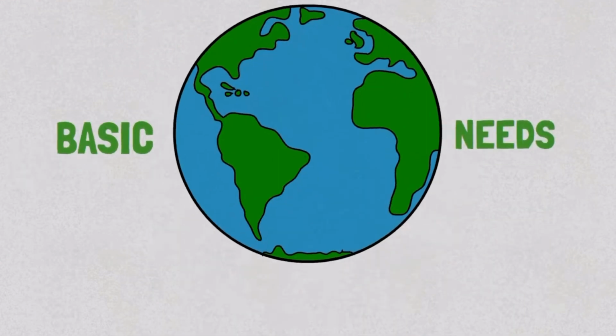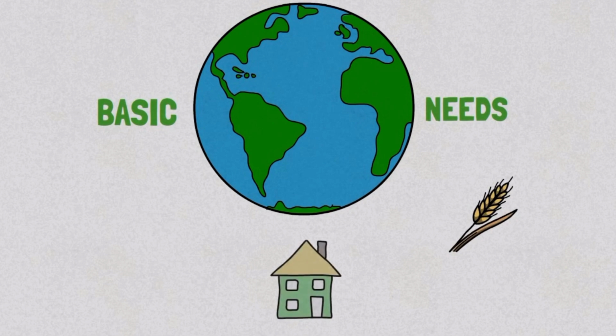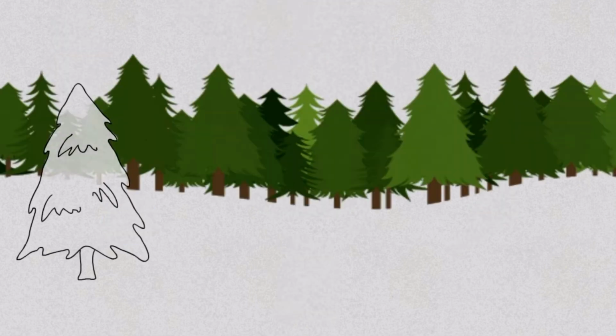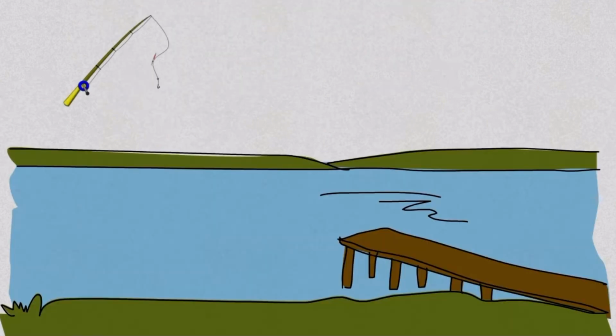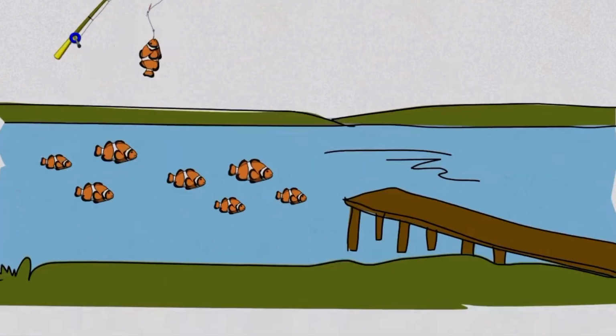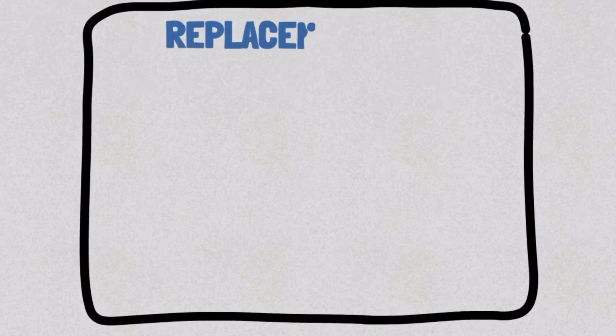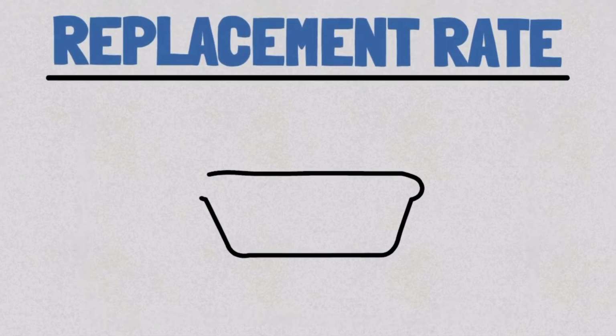Our planet has many resources that we depend on for food, for housing, and many of those resources can replenish. You can cut down a tree and grow new trees. You can catch fish and there will be more fish. But that only works if you do it at a rate that these systems can replenish. We call that the replacement rate.